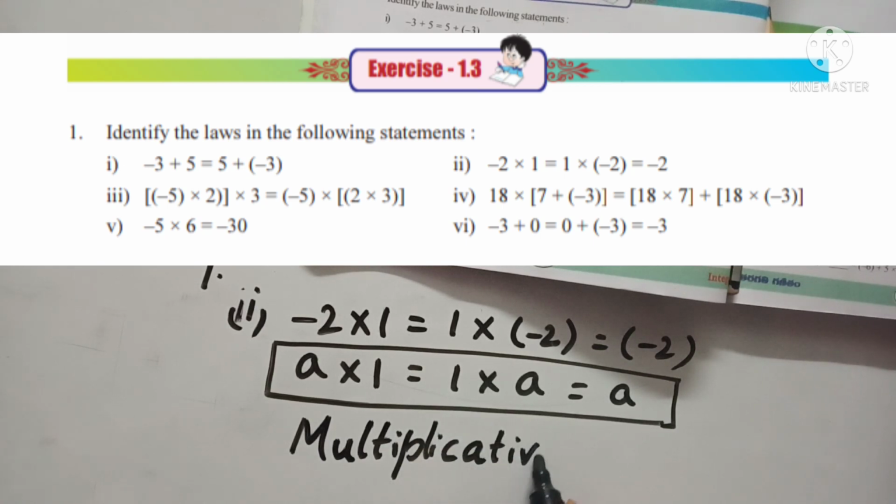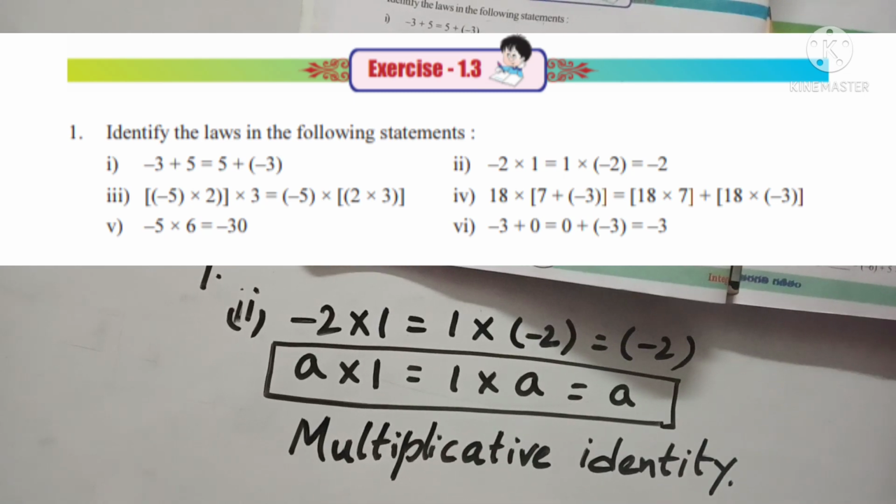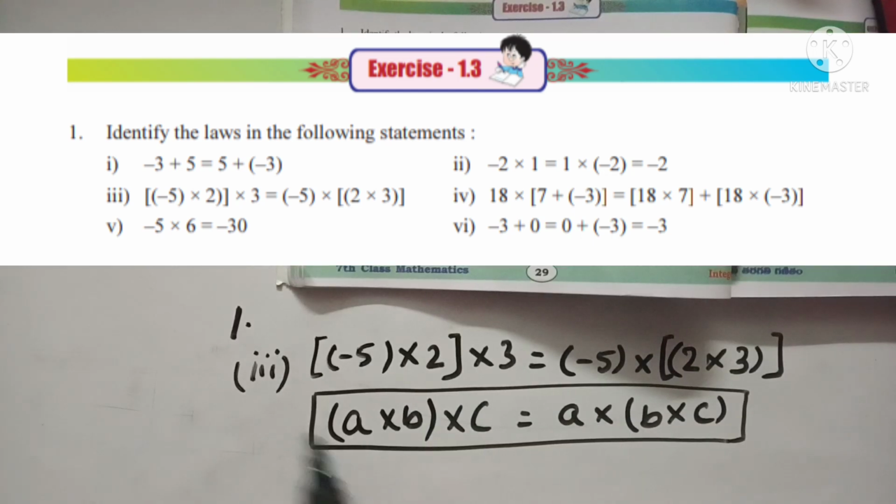Multiplicative identity. ఏ law ఇది? Multiplicative identity. Understood children? Now let's move on to the third question. Minus 5 into 2 into 3 is equal to minus 5 into 2 into 3. So here minus 5 is A. A into B into C is equal to A into B into C. Which law it is? Yes, it is associative law.